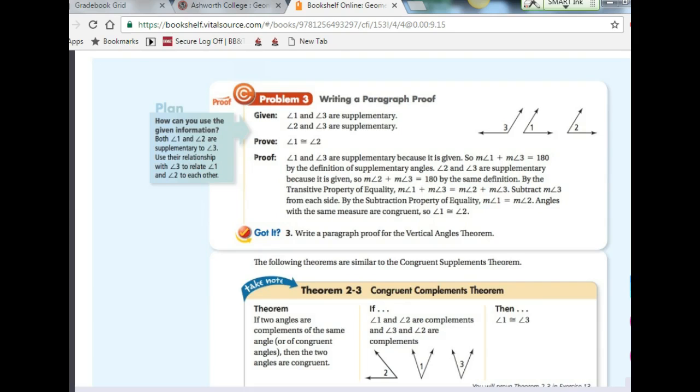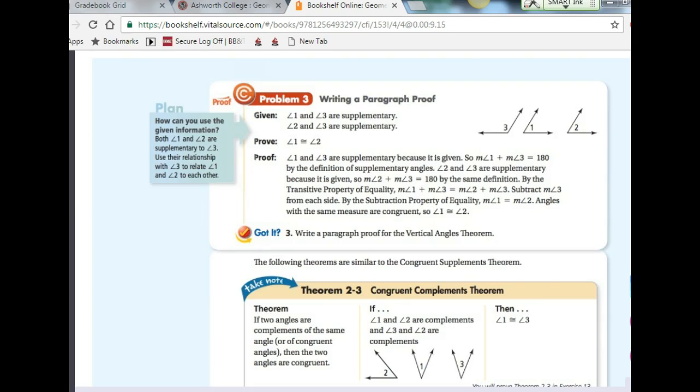Now, most of us say, well, that makes common sense, but proofs mean you've got to understand or believe that someone doesn't understand that, and you've got to find a way to clarify that to them. So let's always start with the given. It says angle 1 and angle 2 are supplementary because it was given.